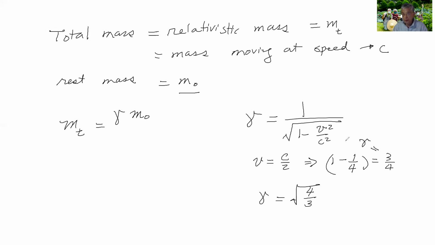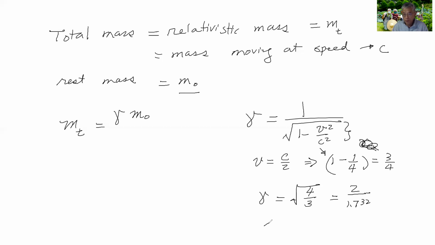I'm sorry, it's not gamma yet, it's whatever is at the denominator, the denominator portion is this one here, and then it's a square root. So we flip that and it becomes the square root of 4 divided by 3, which is equal to 2 divided by 1.732. Anyway, this is larger than 1. So you can see the total mass is larger than the rest mass, depending on the speed you are moving at.